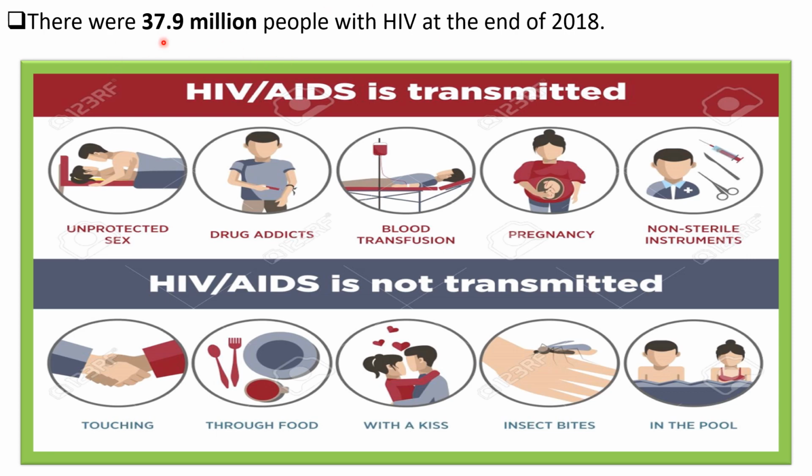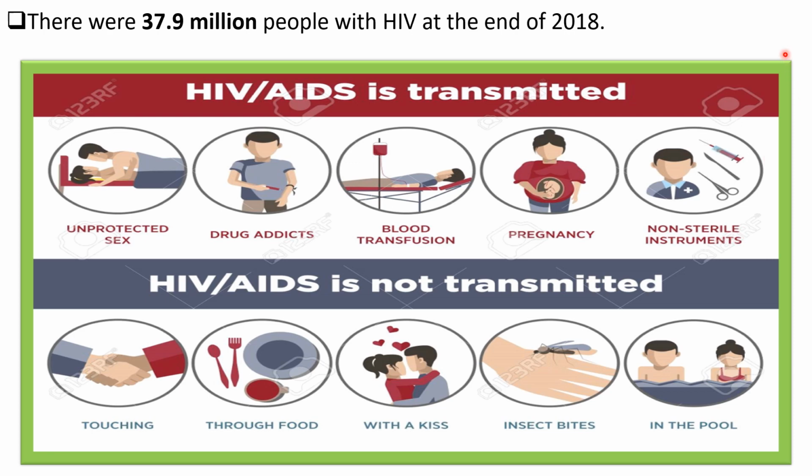There were 37.9 million people suffering from HIV infection at the end of 2018. So the number of HIV infected persons at the end of 2018 was 37.9 million people all over the world.